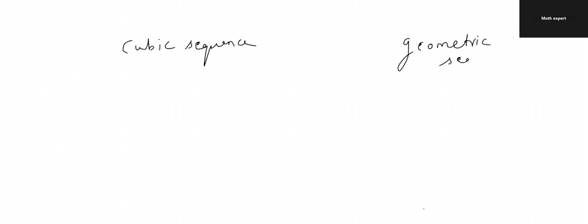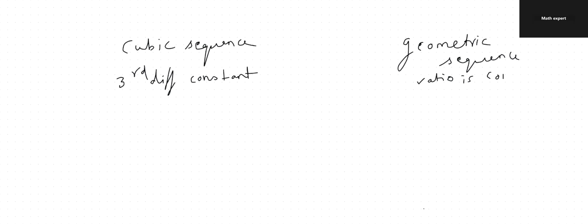it's very simple. Whenever I give you the sequence, you just have to first identify. So if your third difference is constant, then it's a cubic sequence. And if the ratio is constant, then it's the geometric sequence. The another name for geometric sequence is also exponential.